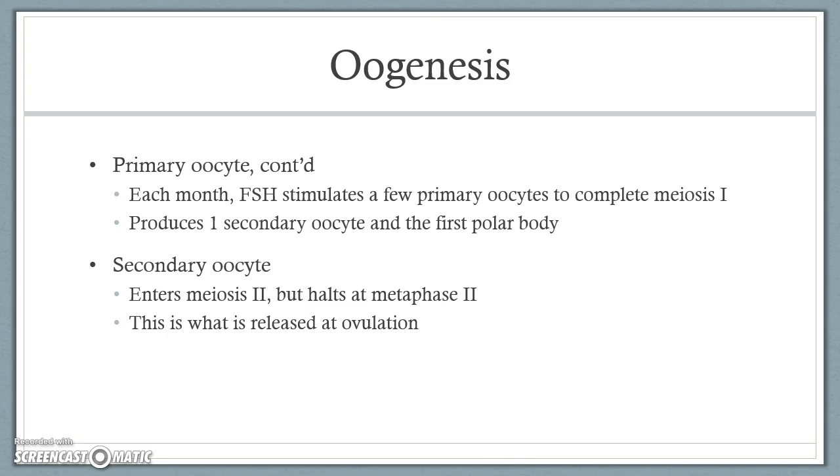Once puberty begins, the female pituitary gland begins to secrete follicle-stimulating hormone, or FSH, each month. As the name implies, FSH stimulates a few of the primordial follicles to develop. On the inside, the primary oocyte will complete meiosis I. The 2 cells produced are called the secondary oocyte and the first polar body. This secondary oocyte begins meiosis II, but stops at metaphase II. At ovulation each month, it is a secondary oocyte in metaphase II that is released.